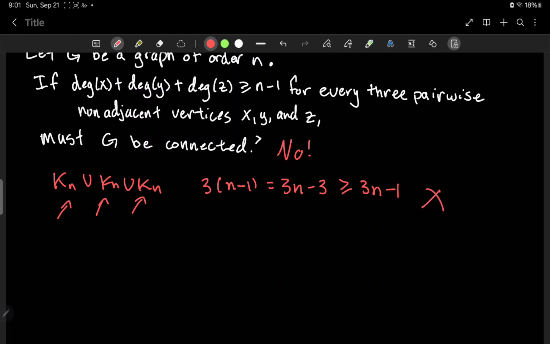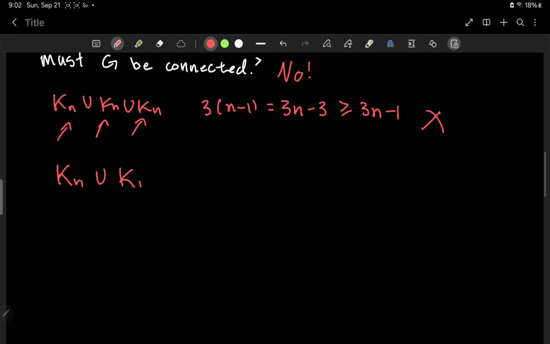So then I thought, what if I had a complete graph of size n, and then I added onto it the complete graph of size 1, which is pretty trivial. But then I realized this wouldn't work, because I cannot find three vertices that are pairwise non-adjacent. That can't happen because at least two vertices must come from Kn, but those are all adjacent to each other, so we can't have that.